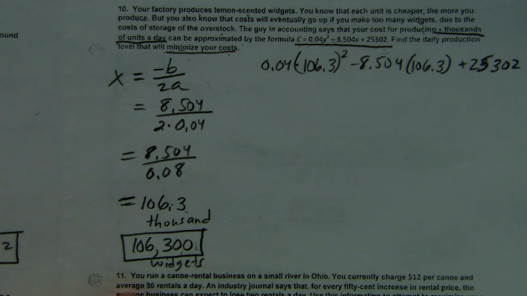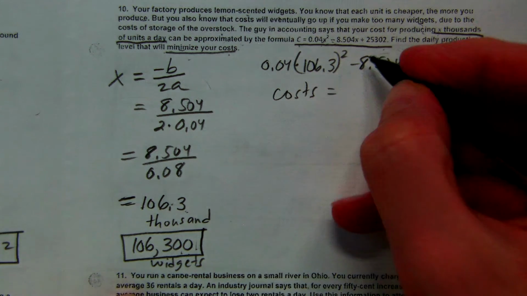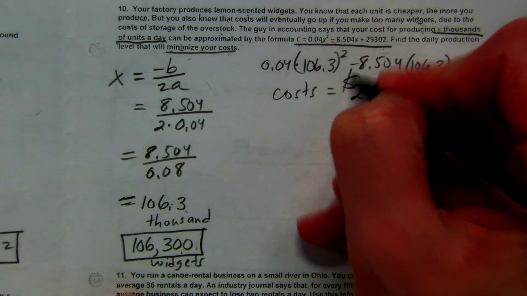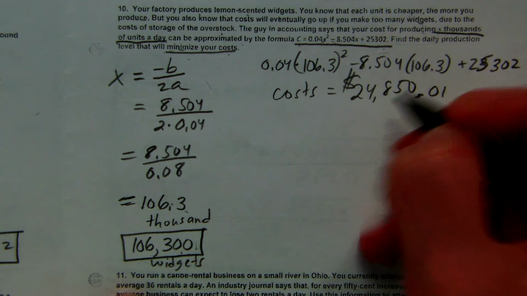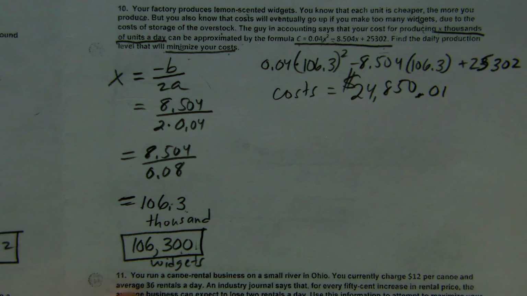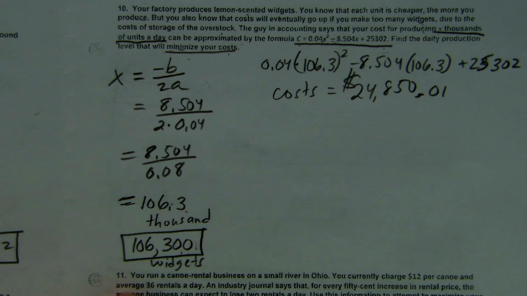106.3 squared minus 8.504 times 106.3 plus 25,302. Okay, so then my costs, which is C, would come out to be $24,850 and like 1 cent, which we'd probably just round off normally and just call it $24,850. And so that's the minimum costs of production, which if you minimize costs, that maximizes your profit.